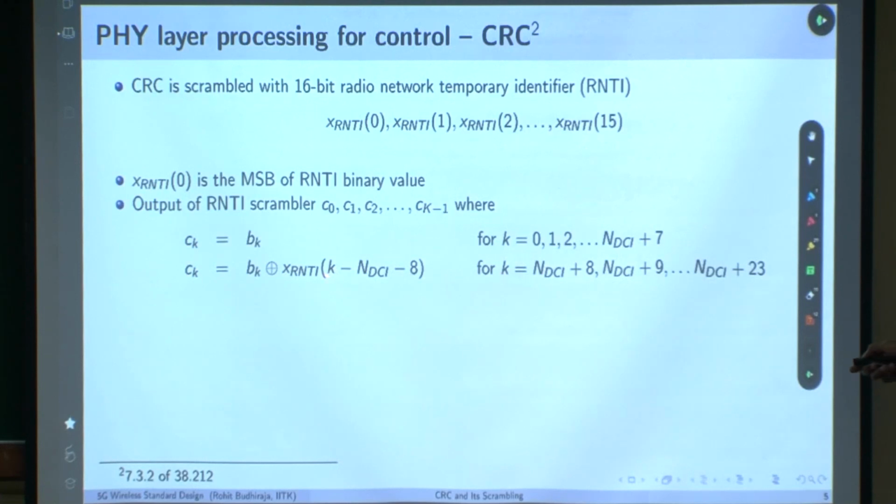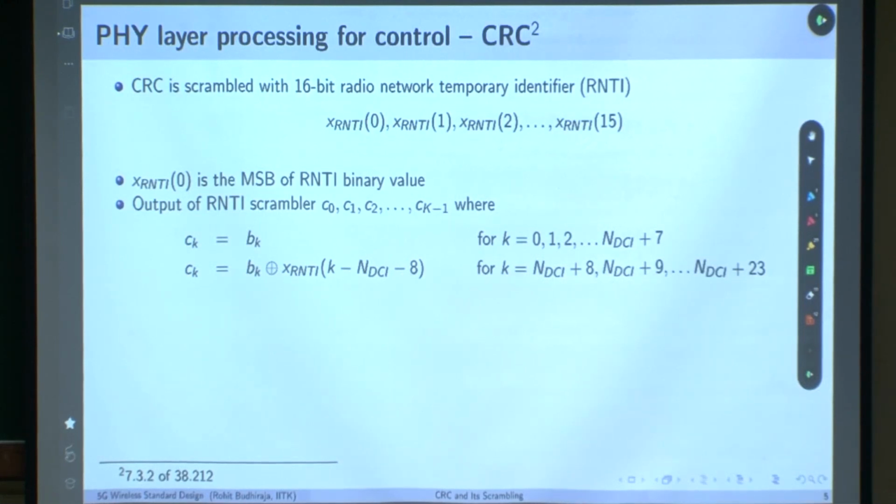So what happens? This is NDCI, plus 8, and then XRNTI will become 0, and what will come over here is NDCI plus 8. From 0 to NDCI plus 7, you don't scramble, and the last 16 bits you are scrambling, and you are subtracting this so that it becomes XRNTI 0, 1, 2, 15. Is this clear? What are we doing here?